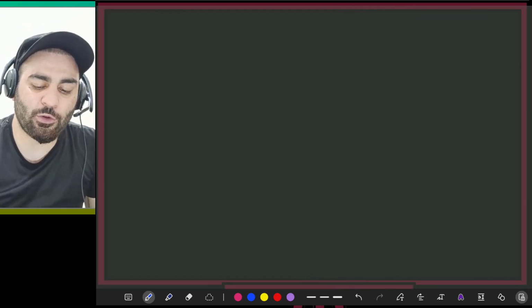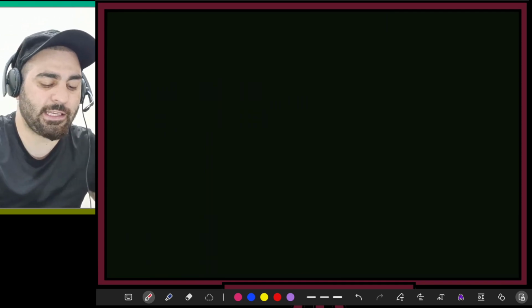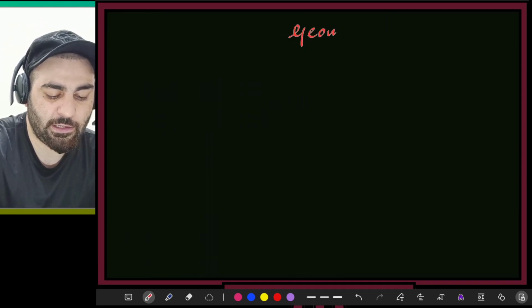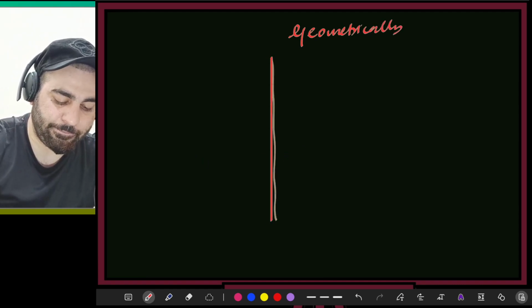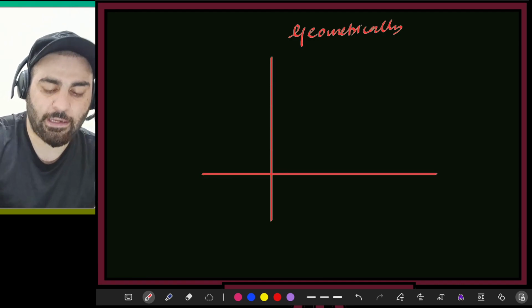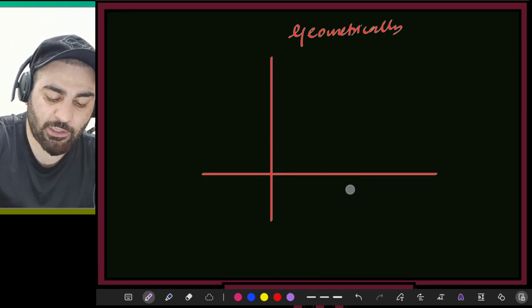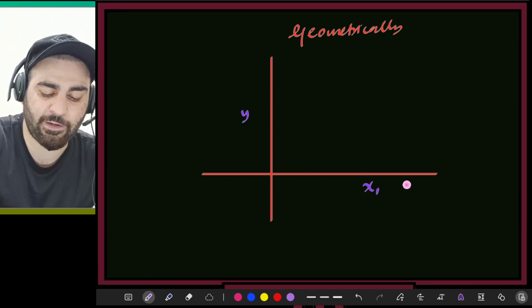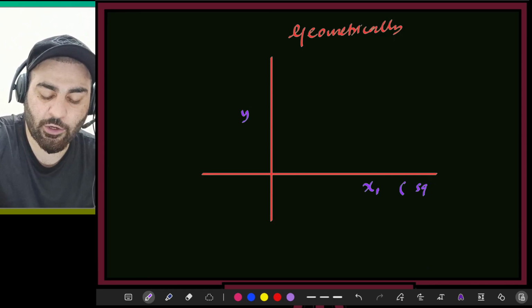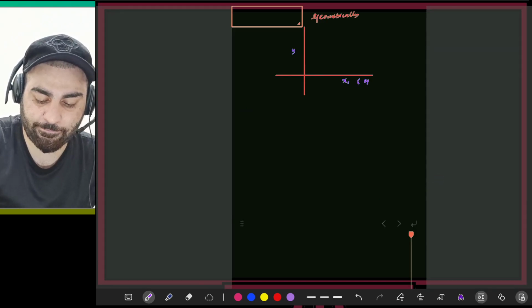So now, let me show you geometrically, a geometric interpretation, what happens. In this 2D plane, we had a feature, let's call that feature x1. Here we want the cost. This is our square footage, let's suppose the area of the house.